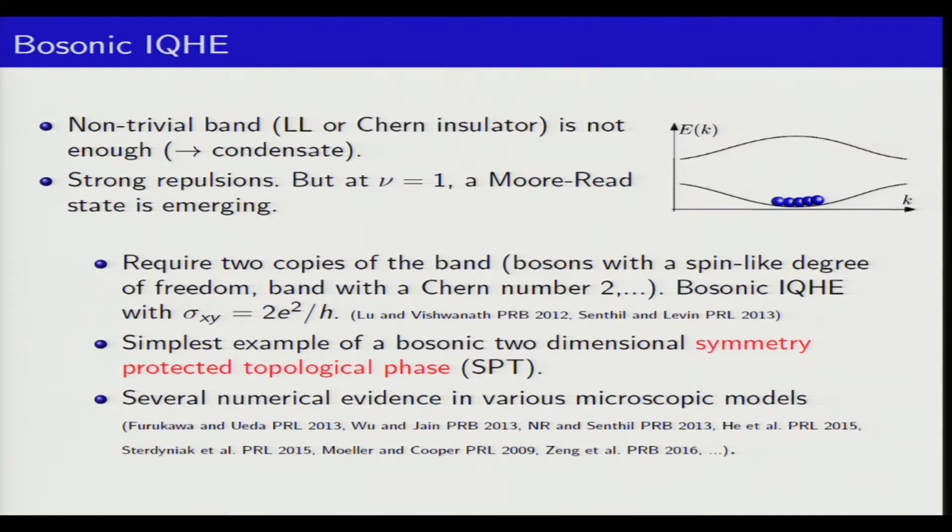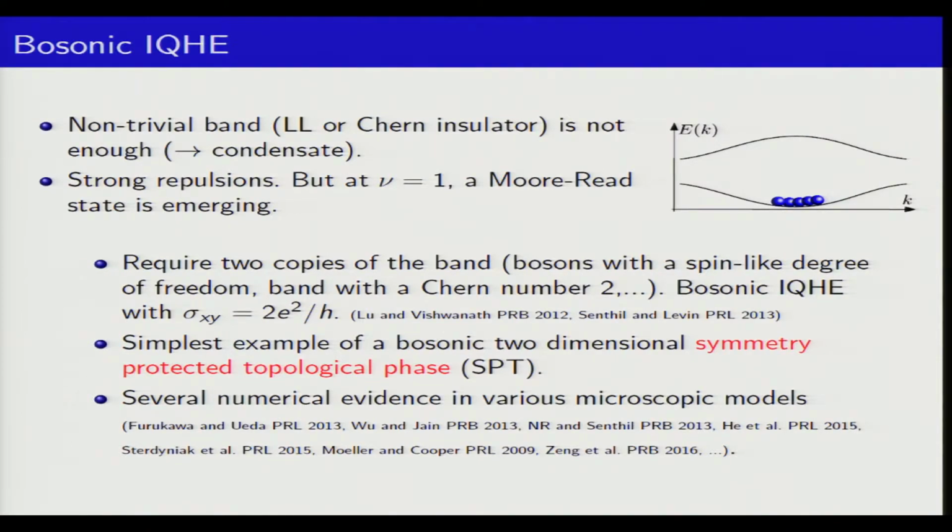But if you do that for such a system, at the filling factor nu equal 1, so when you have as many particles as you have orbitals in your lowest band, what you get, the signature that we have from all the numerical simulation, is we get a Moore-Read state. So the Moore-Read state is a generalization of the Laughlin state that has these non-abelian excitations. So actually, if you want to obtain an integer quantum Hall effect for bosons, you still need one more ingredient.